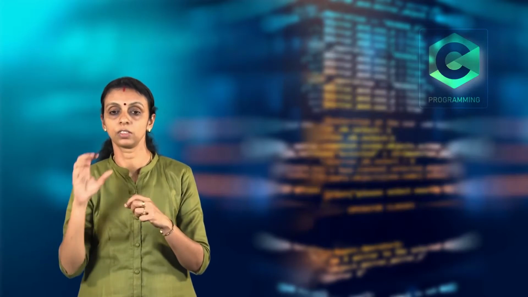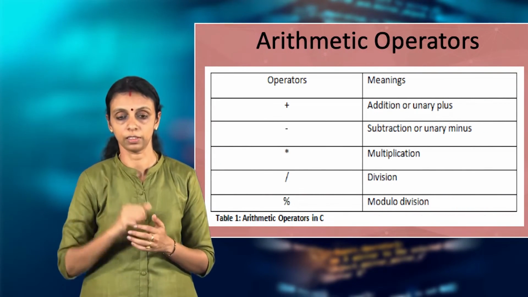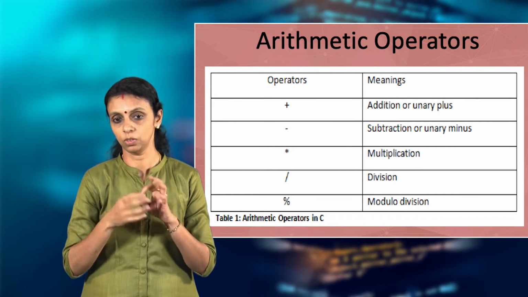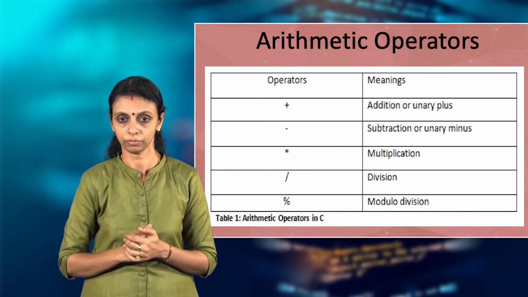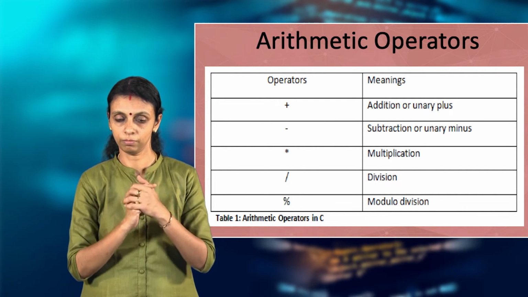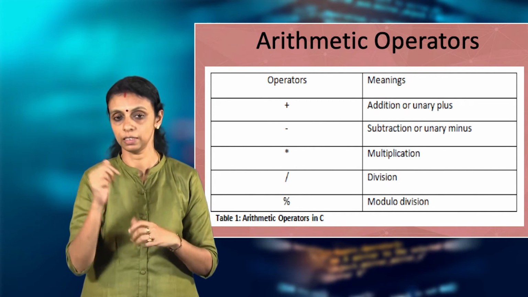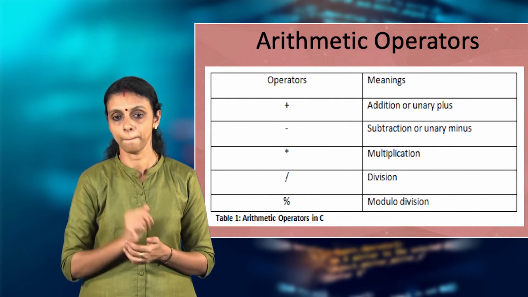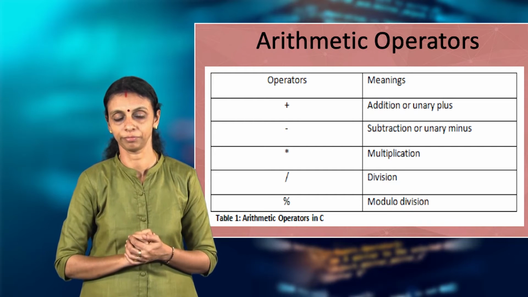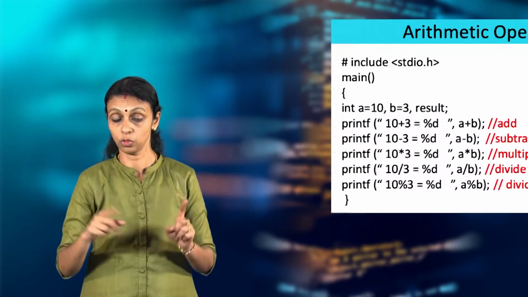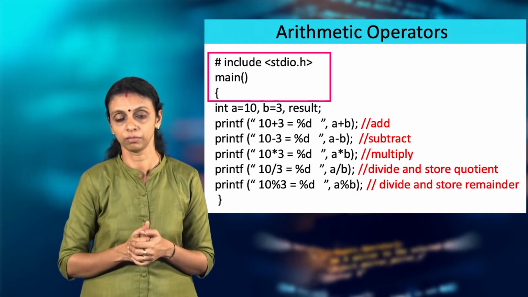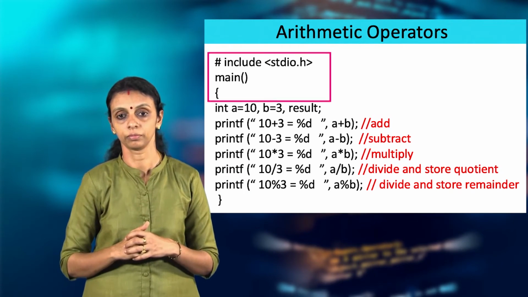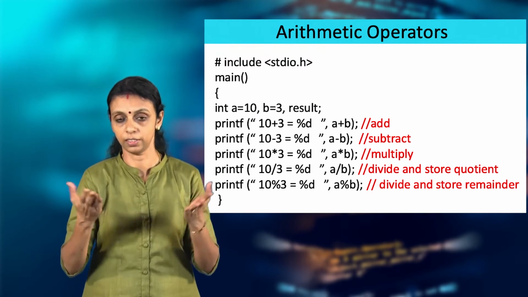Arithmetic operators. These are the arithmetic operators used in C for addition, subtraction, multiplication, division, modulus. Consider this program. Preprocessor statement. Program execution starts here.